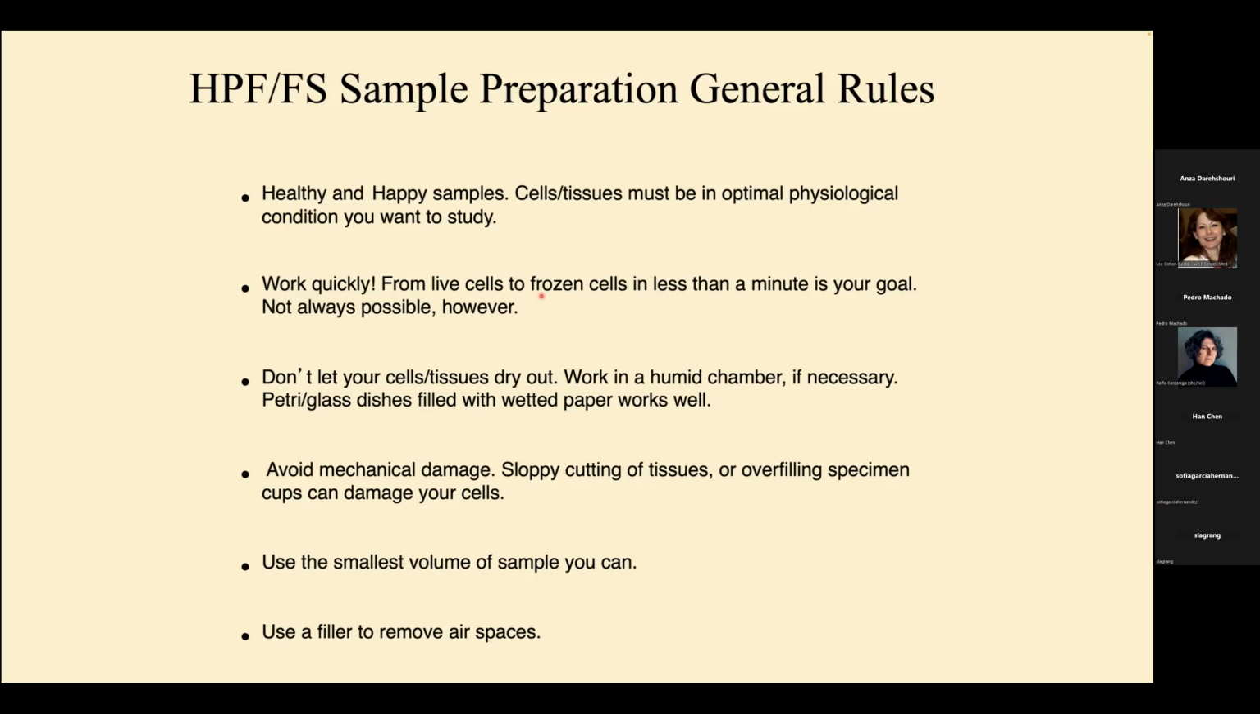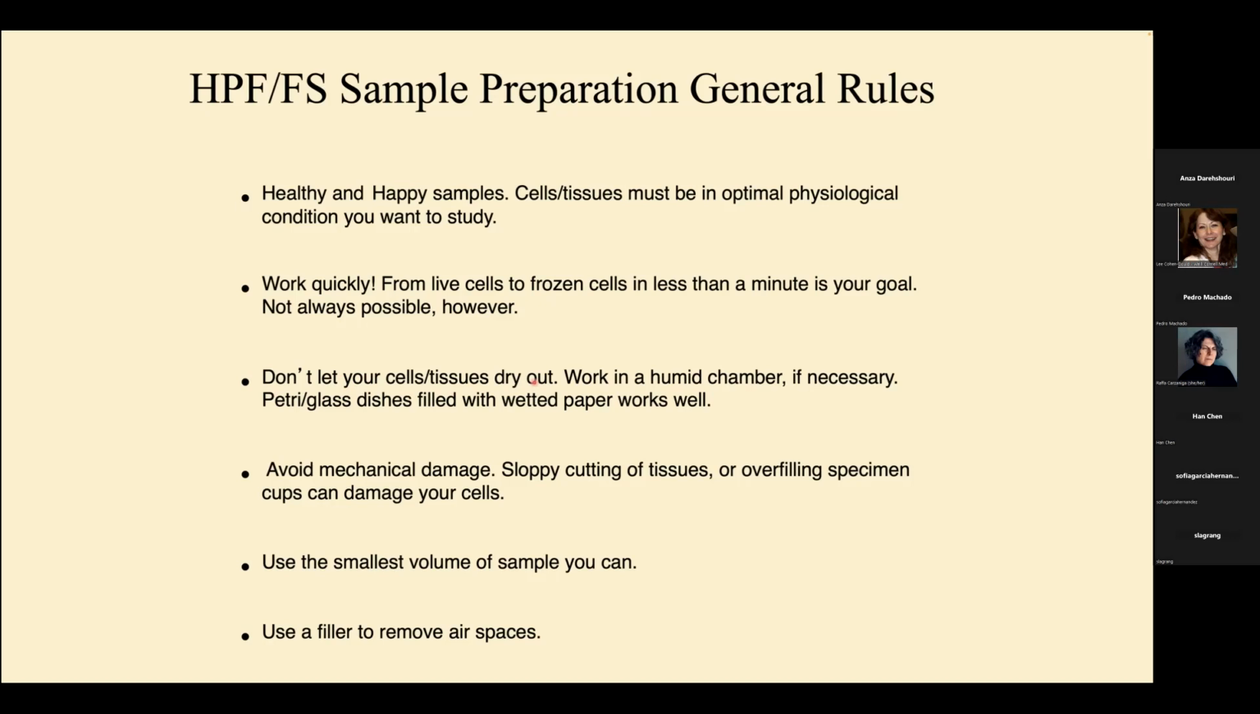Sometimes, though, it's not possible if you have dissections, things like that, or you're adding drugs to the sample, or you're trying to do some study. You might delay a little bit, but really you want to minimize that time and go as fast as possible between the live cell and frozen cell.